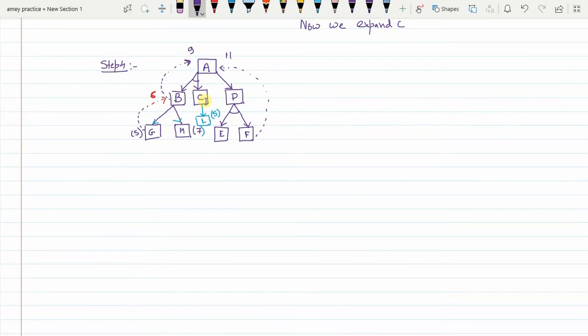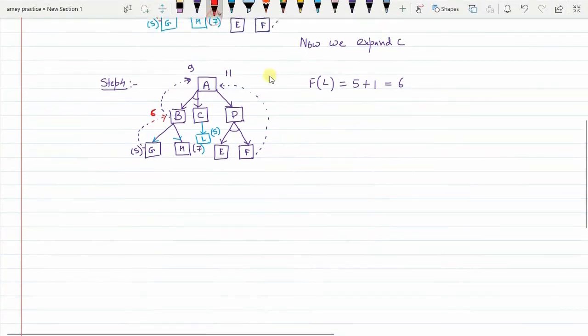Then we calculate f of L. Heuristic value of L is 5. And what is the cost along the edge? 1 unit cost along the edge. So L is connected to C with 1 unit, 1 edge, right? So 5 plus 1 comes to 6. Correct? So f of L is 5 plus 1, that is equal to 6. So this value 6 will be backed up at the parent. So what backup value will C get? C will get a backup value of 6. So the new f value of C will be 6, right?